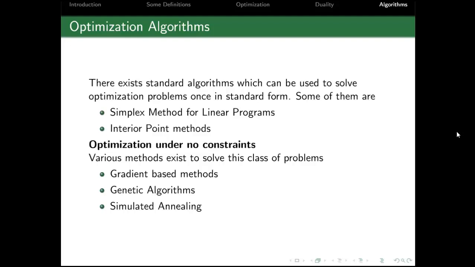Given an objective function under no constraints, how can we solve this? We look at algorithms for these. There exist a lot of algorithms: gradient based methods, genetic algorithms, and simulated annealing. First, we look at gradient based methods, which are very popularly used in machine learning.